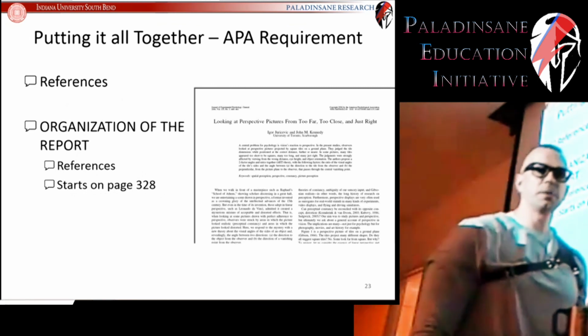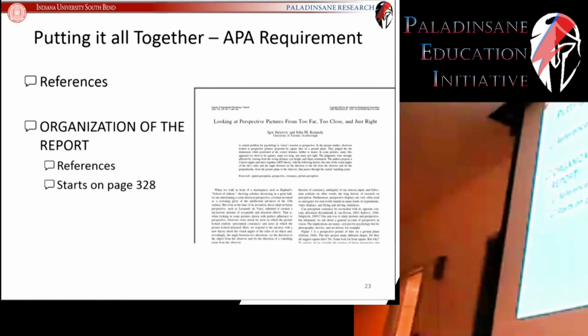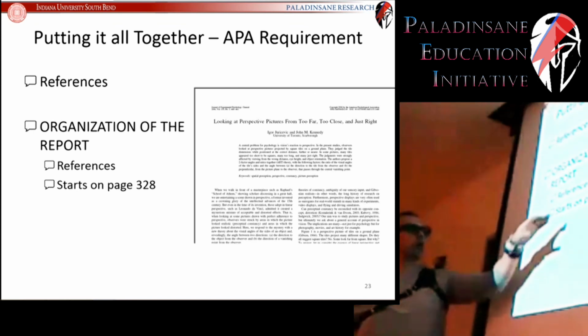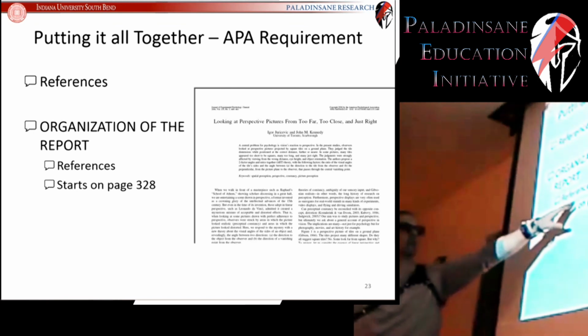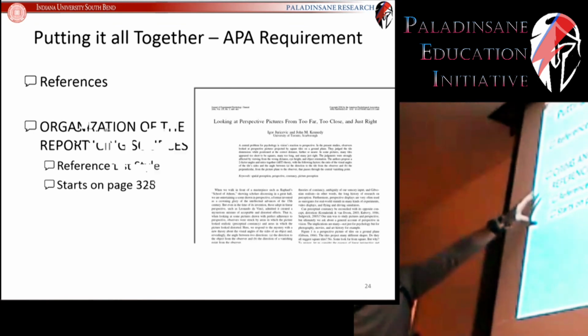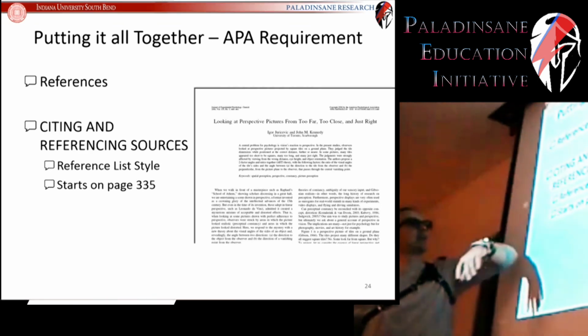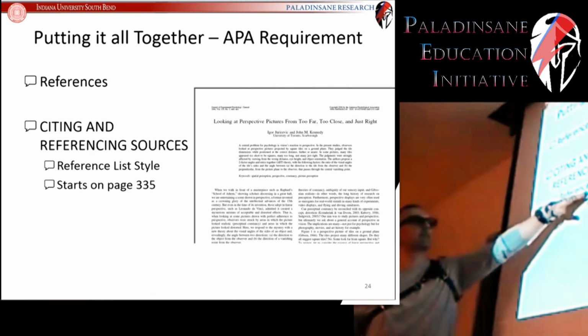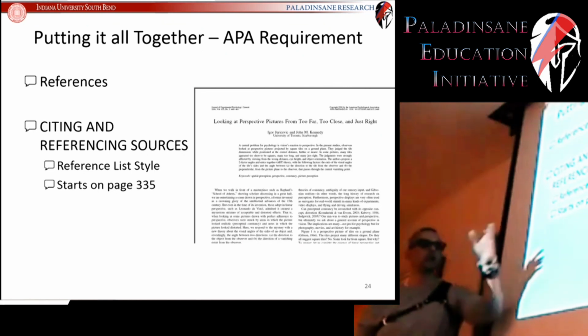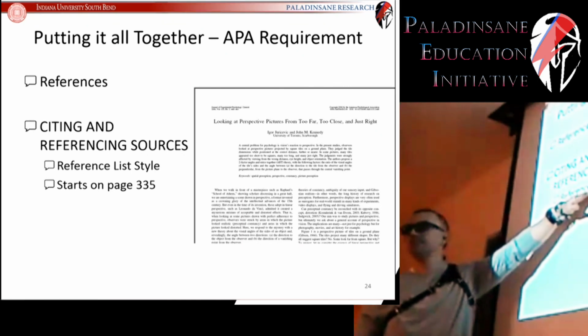All right, so in terms of constructing the reference section, take a look at organizing your report again. It has information on the references, starts on a new page, for example. And then also citing and referencing sources will have information on reference list style.